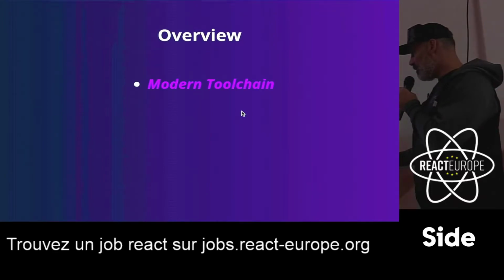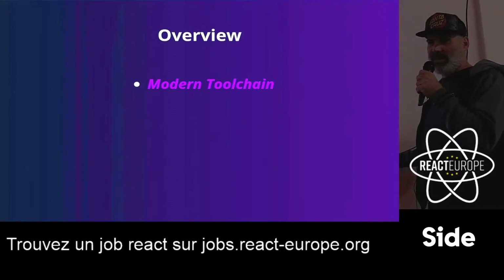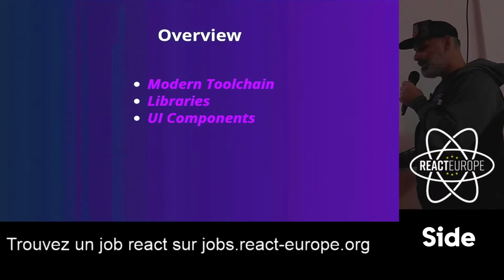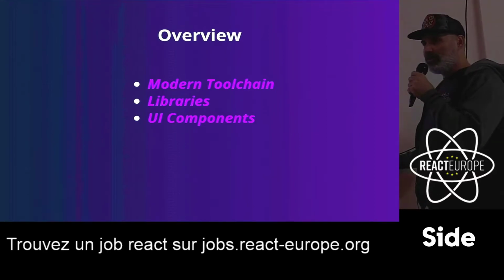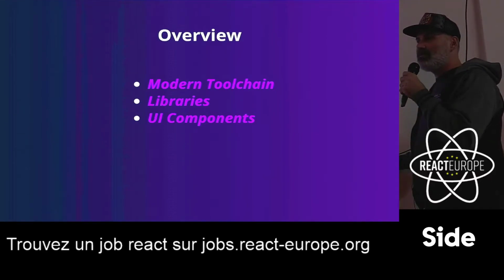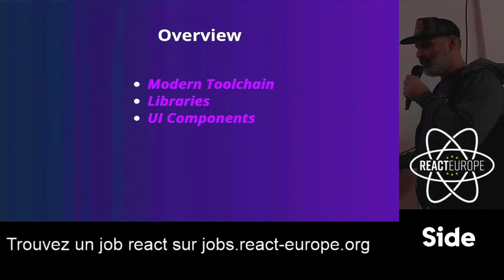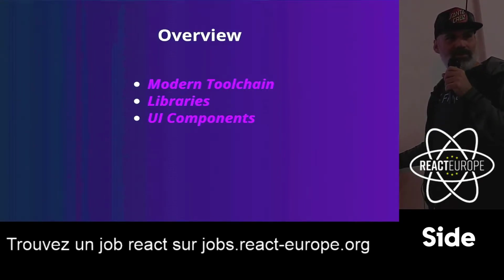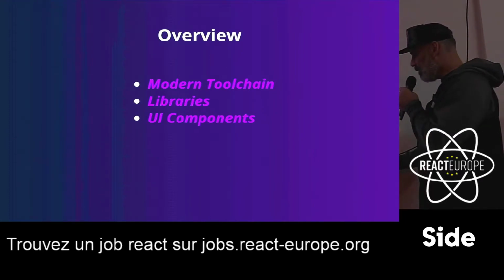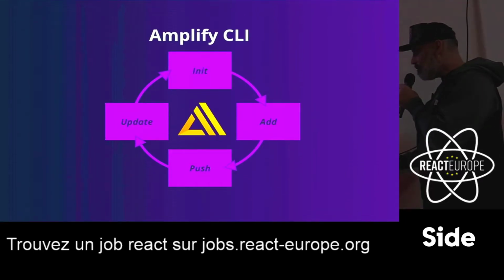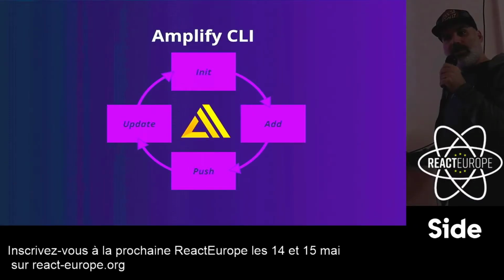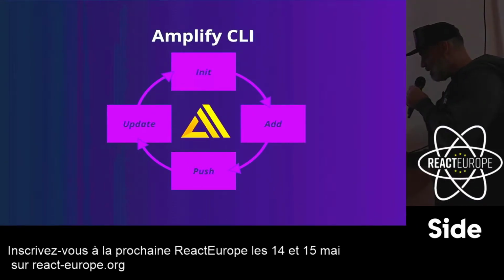Very good. So as an overview, we have a modern tool chain. Some libraries, there's also UI components, so you have some UI components for React Native and React. Also, if you are developing for iOS or Android, you also have these UI components available. And the way it looks when you are developing, the developer cycle, it's more like this.